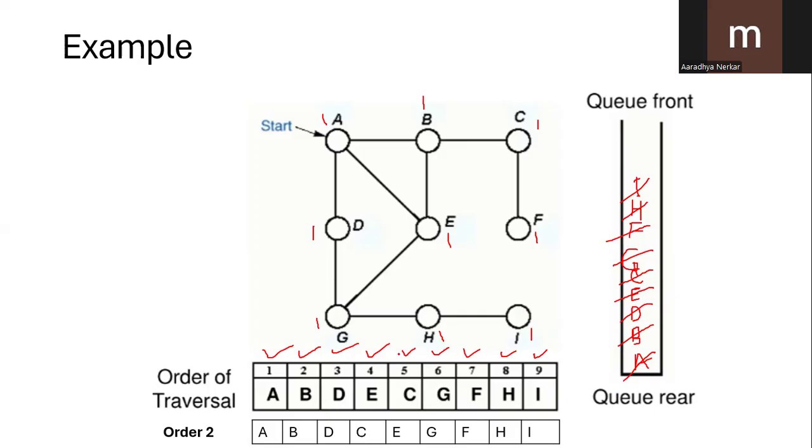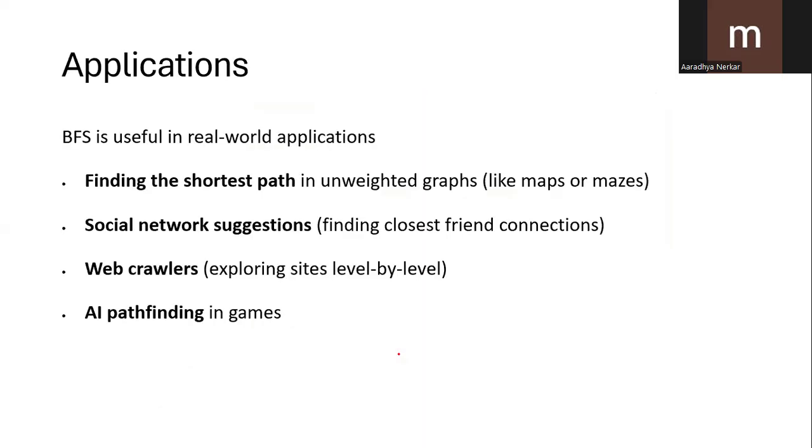Now, the next thing is applications of the BFS. So BFS traversal can be useful in many real life applications. Some of them are finding the shortest path in unweighted graphs like maps or a maze, then social network suggestion, finding the closest friend connection. Then the third application is web crawler for exploring the sites level by level, and the last application is AI pathfinding in the games.